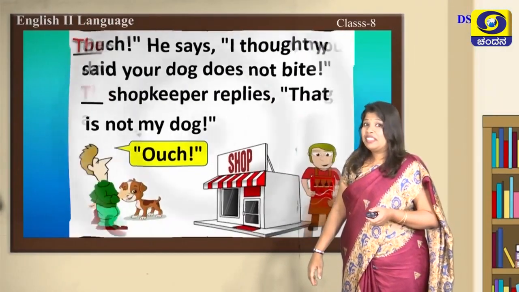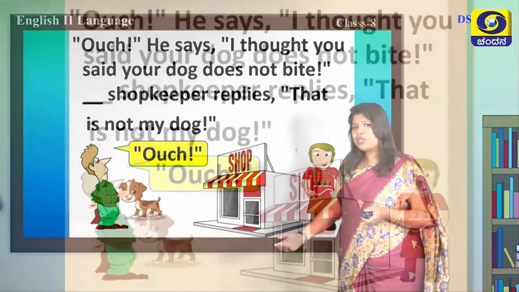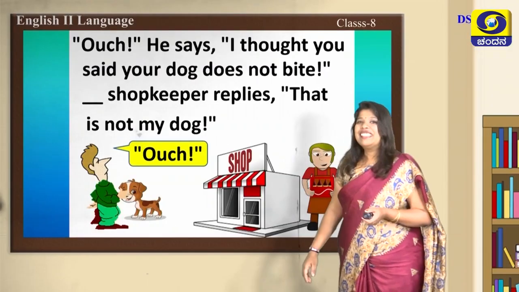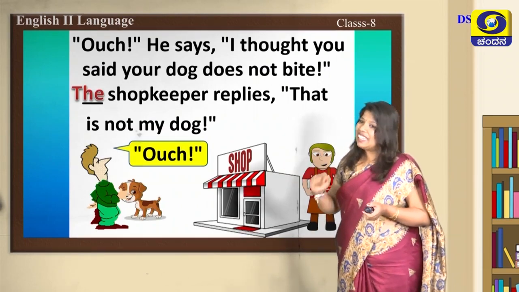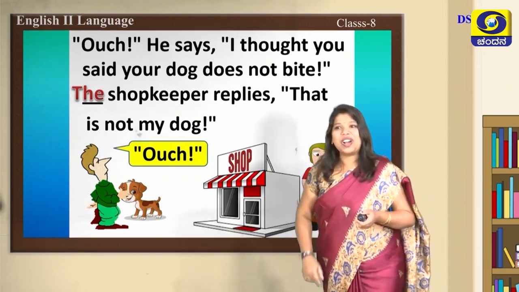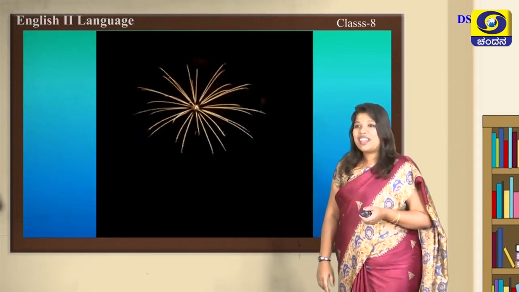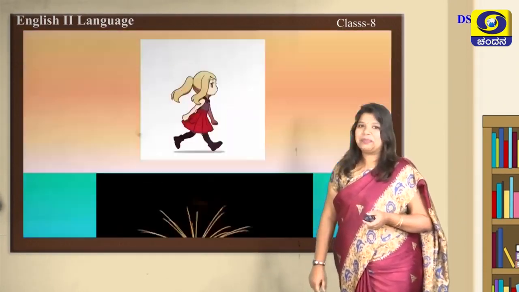So, what happened? Ouch, he says. I thought you said your dog does not bite. Dash shopkeeper replies, that is not my dog. So, the article the is used here. Very good children, you all guessed it right. And did you all like the joke? Yes. Congratulations, you have done a good job children.